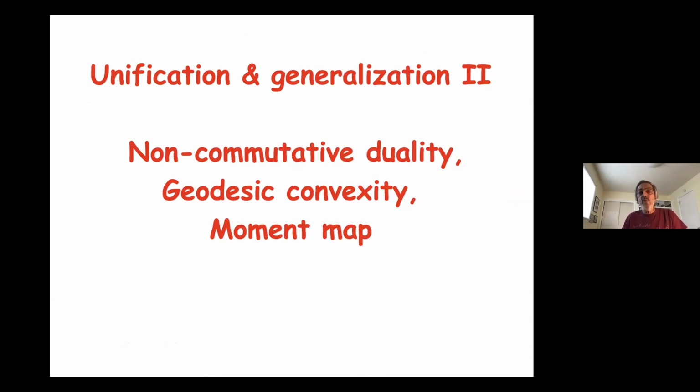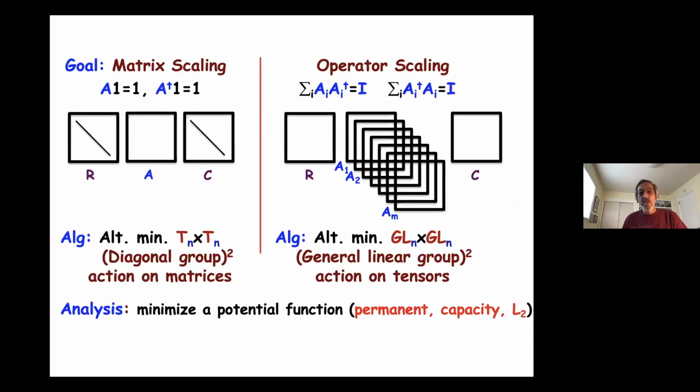This is the next round of unification or generalization, if you will. And for this, I need to talk about this non-commutative duality, about geodesic convexity, and the moment map. Okay, so here again are the 2 problems and algorithms we started with. We had this goal, which was scaling, and the analysis, which was chosen to minimize the potential function. I told you, actually, the L2 norm is always good for this setting. So what I want to do now is switch the goal and analysis.